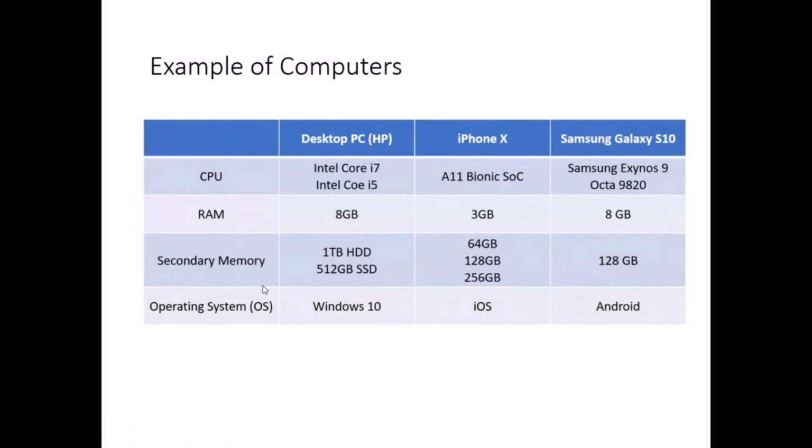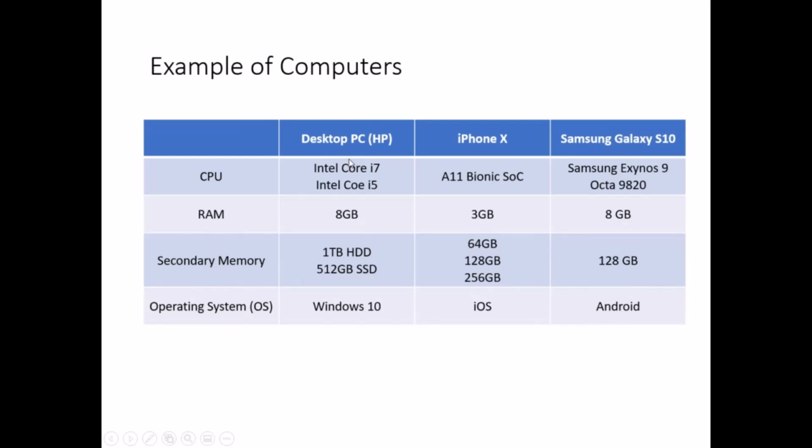I have provided here a big picture of the hardware and the operating system for some machines. I have provided one for a desktop computer, which is a PC, either HP or Dell or Asus or any other brand, and for a mobile iPhone X and a mobile Samsung Galaxy S10. Here I have provided the CPU for each of them, RAM, secondary memory, and the operating system for each of them.